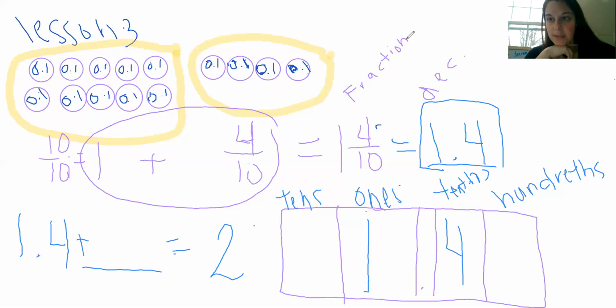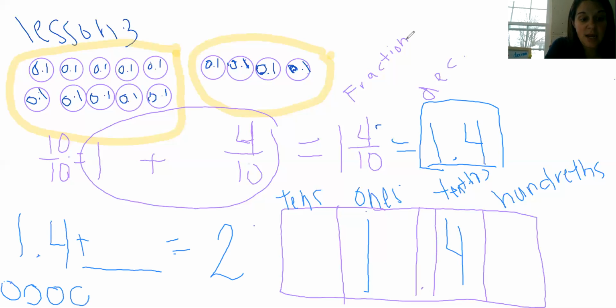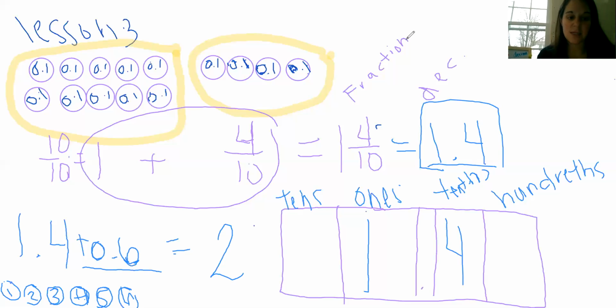I have 1 and 4 tenths, so let's count that out. 4, I would need 5 tenths, 6 tenths, 7 tenths, 8 tenths, 9 tenths, 10 tenths. How many more do I need? 1, 2, 3, 4, 5, 6. How many more do I need? 6 tenths. Remember the 0 because I don't need any more whole numbers. There we go, 6 tenths.